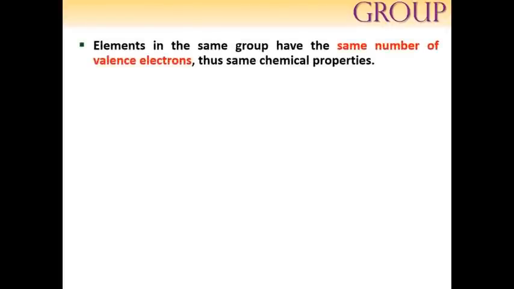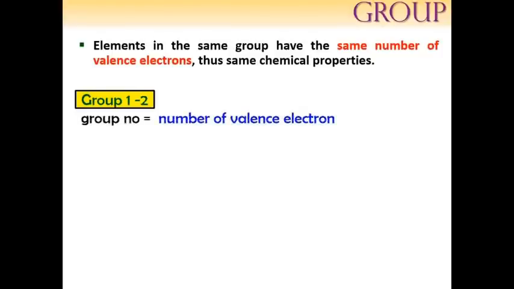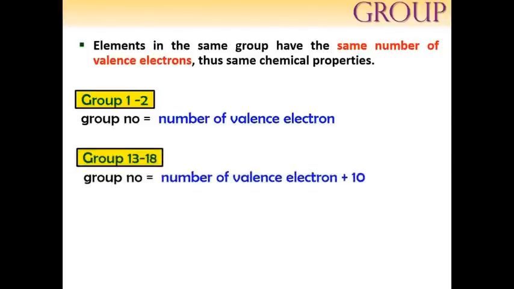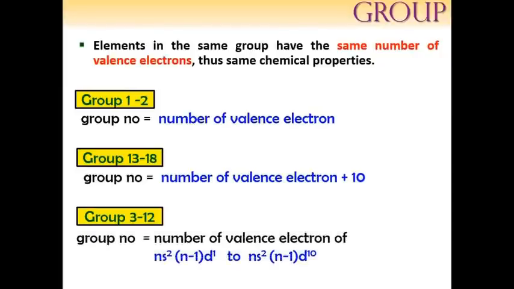Elements in the same group have the same number of valence electrons, thus the same chemical properties. For elements in group 1 and group 2, the group number is equal to the number of valence electrons. For elements in group 13 to 18, the group number is determined by the number of valence electrons plus 10. And for group 3 to 12, the group number is equal to the number of valence electrons of ns2 (n-1)d1 to ns2 (n-1)d10.